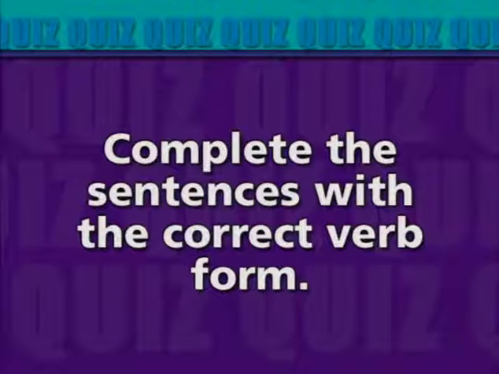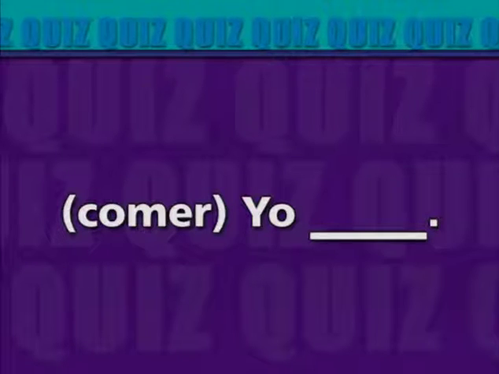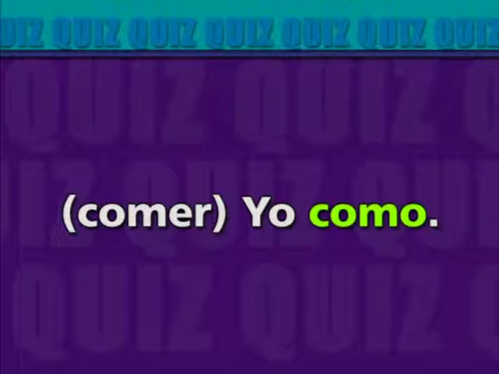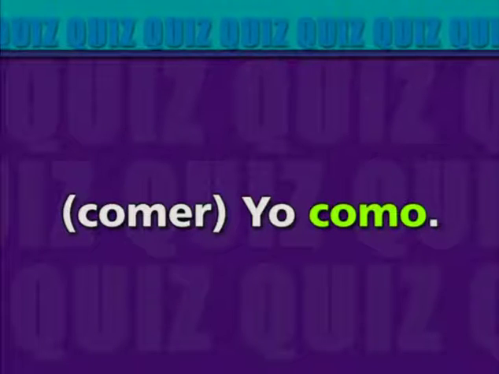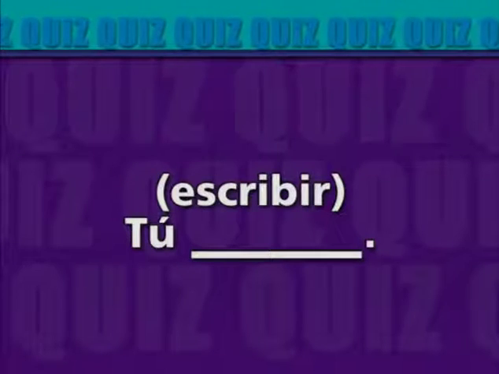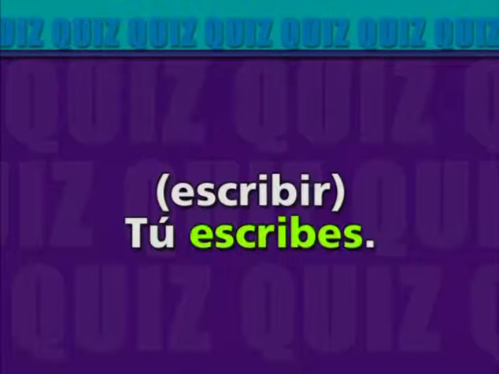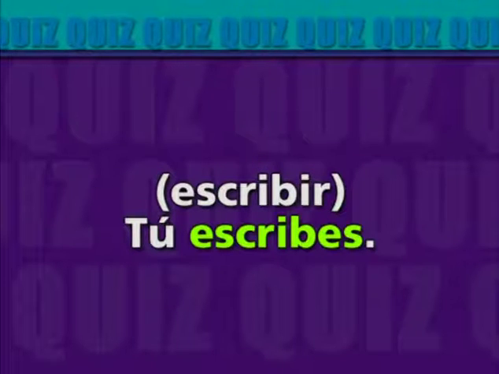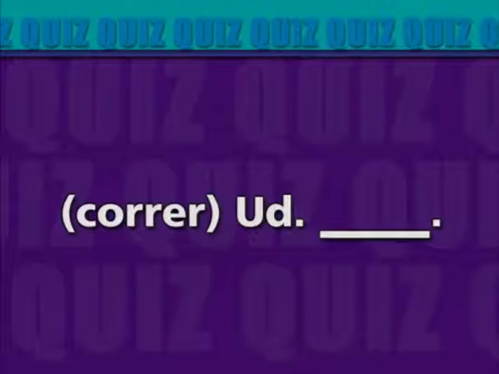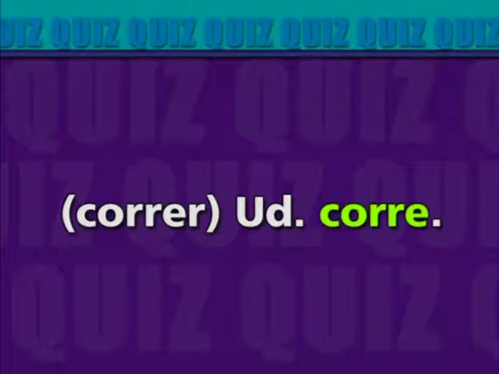Complete the sentences with the correct verb form. Comer, yo. Yo como. Escribir, tú. Tú escribes. Correr, usted. Usted corre.